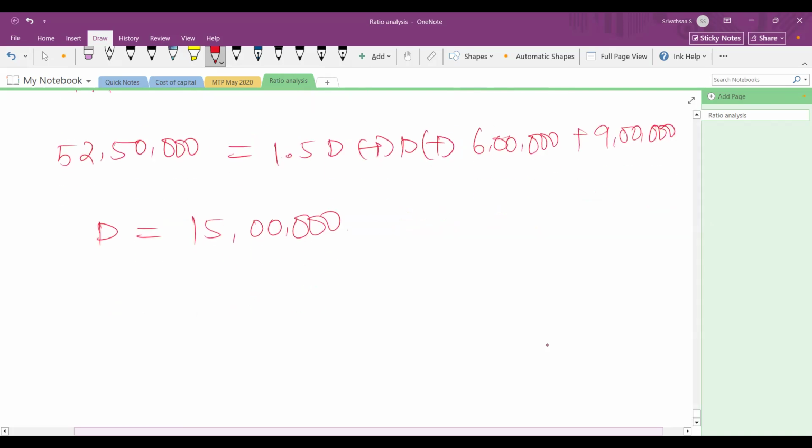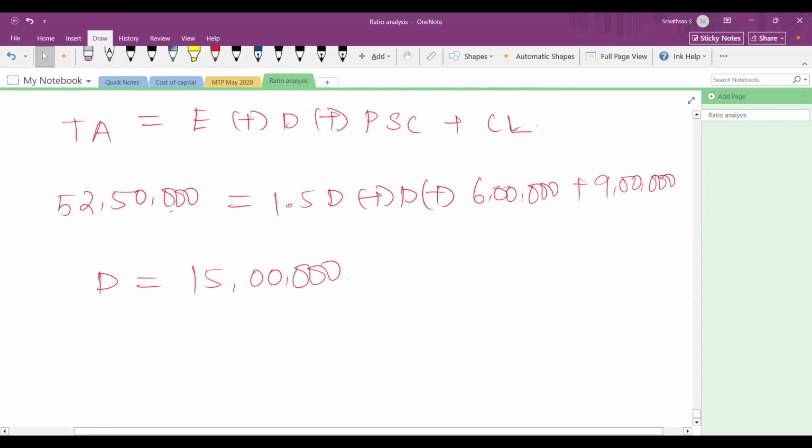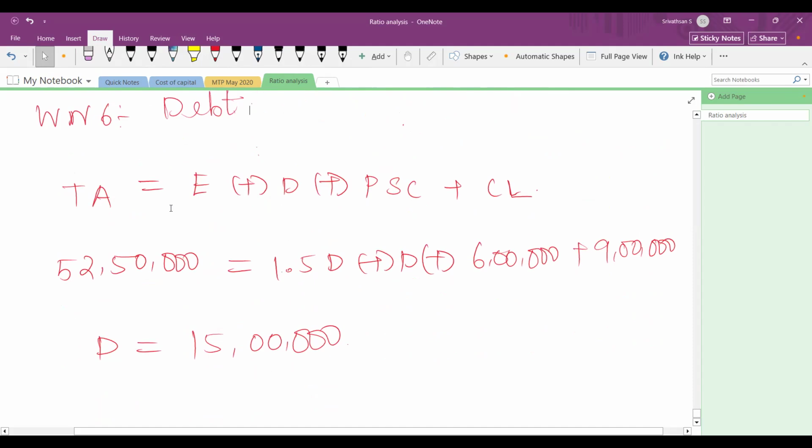15 lakh debt, right? Sorry, this is not proprietary fund. Working note 6 is debt. Sorry, working note 6 is debt, not proprietary. Clear? Any doubt in this so far? Did you all understand how we did this? If you are having any doubt, please ask now itself.